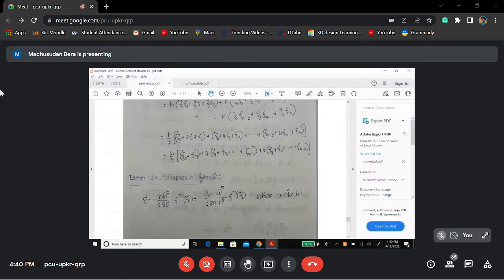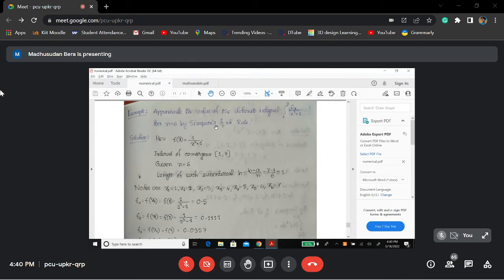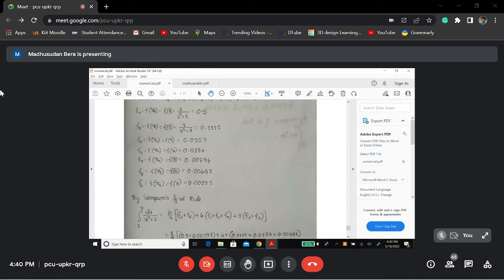Then see, one question is done here. Same question: integral of 1 by x cube plus 1, n equal to 6, by Simpson 1/3 rule. Again, the interval of integration is 1 to 7, n equal to 6. Length of subinterval h is b minus a by n, which is 1. So nodes are 1, 2, 3, 4, 5, 6, 7. F0, F1, F2, F3, just like earlier, are calculated.